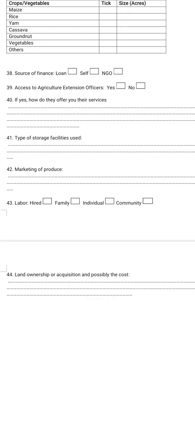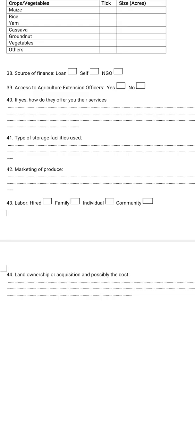Type of storage facilities. At the end of the day, when they go to the farm, harvest, and bring their goods or harvest to the house, how do they store it? You ask them the mode of storage, the type of storage facility that they use. Did they store it in their hut? Did they store it in a big basin or something? Ask them. Is it in a bag? Ask them.